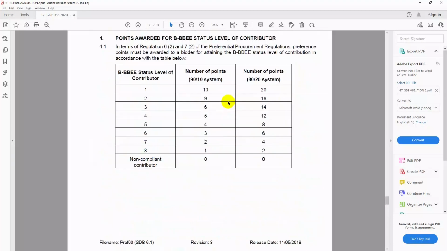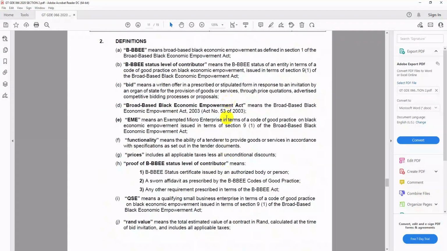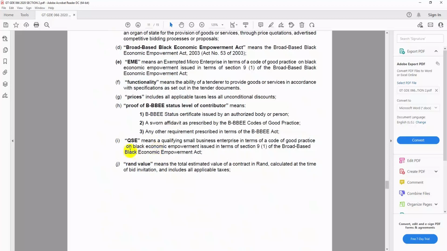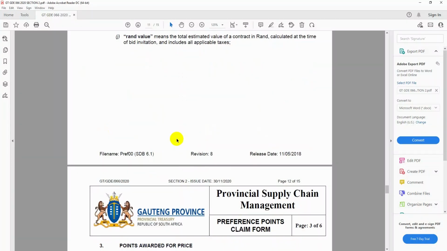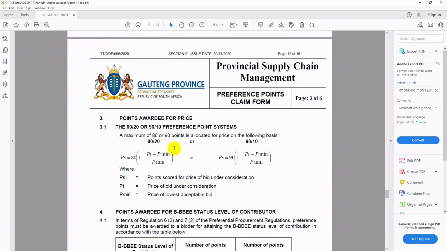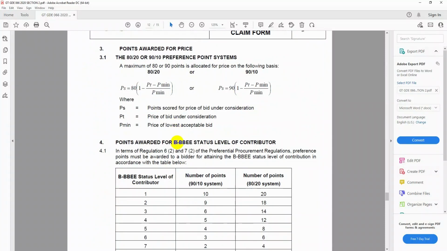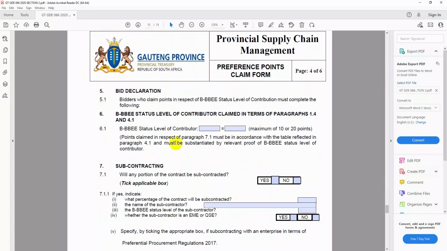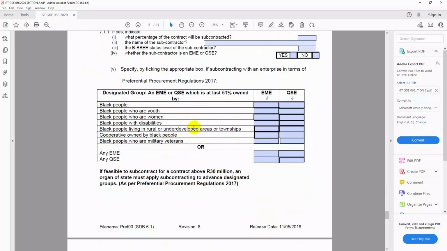So you can just go to those PPR or the BEE codes, and then you can get to know what it is when they say QSE, when they say EME, when they say BEE and all that. When you have time, please just go through the BEE codes or the PPR, the Preferential Procurement Regulations of 2017. And the designated group there.